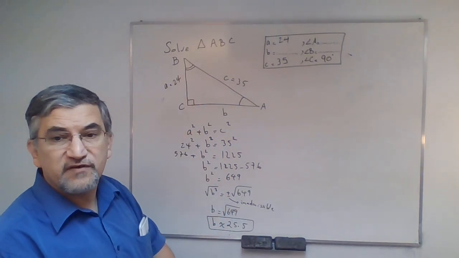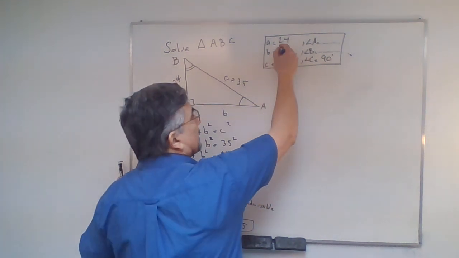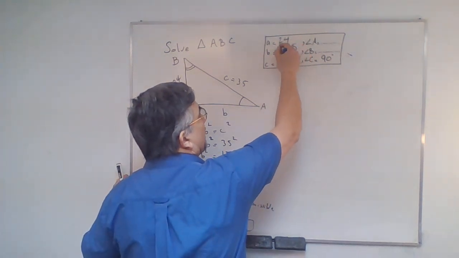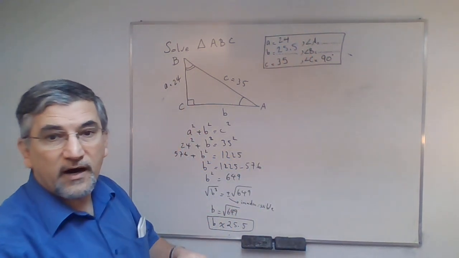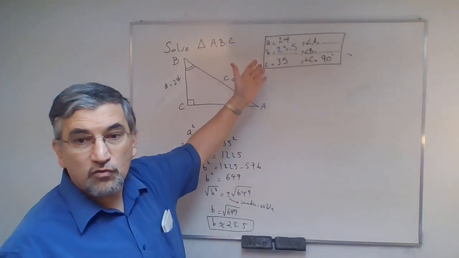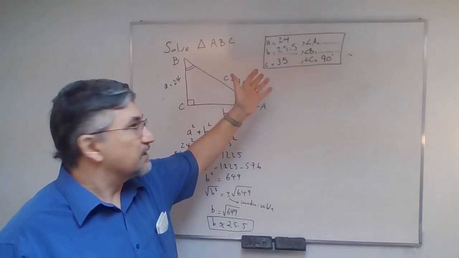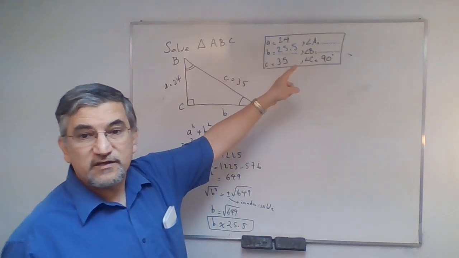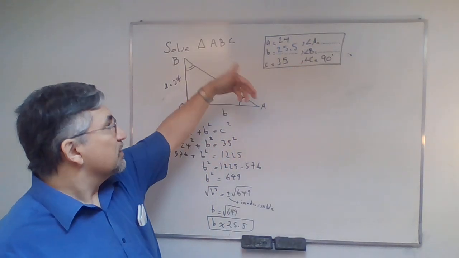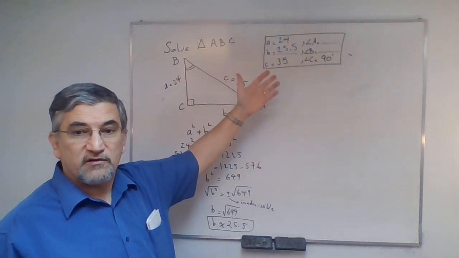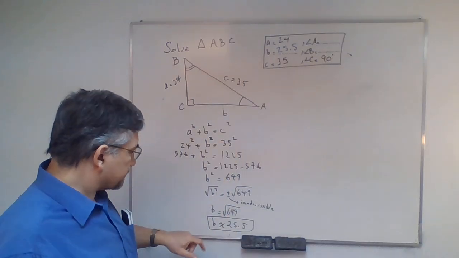I just got it, so before I forget, I'm going to add it here: 25.5. Right now, I see that I have all the sides, so I keep track of sides and angles, and I know that I still have to find two other angles. It's a good way of keeping track of what is found and what is yet to be found.